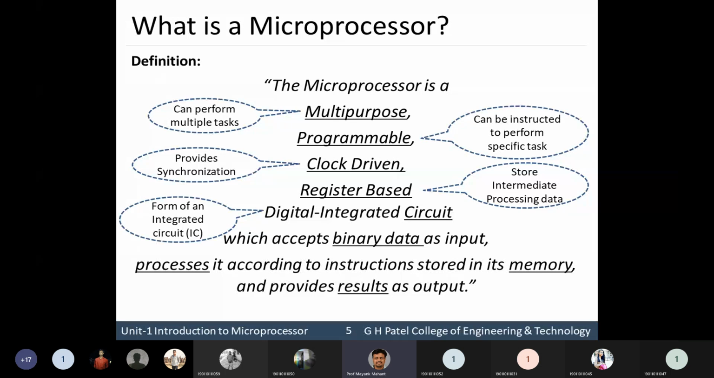Suppose I have instructed my processor to get a value from memory, add it up, and then store the result back into the memory. This is an instruction that I have given to my microprocessor. The instructions are in a form which a microprocessor understands, and the sequence of instructions is stored in memory one by one. The microprocessor reads each instruction, performs the task accordingly, and finally shows the result as an output. So this is a complete definition of a microprocessor.